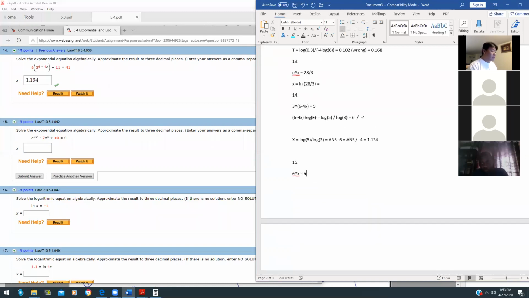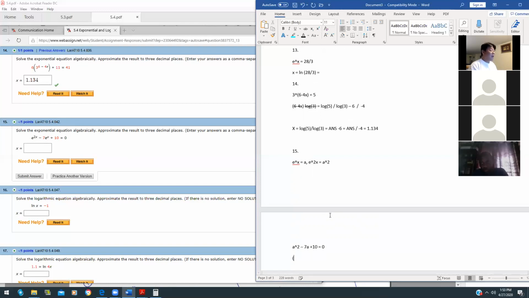So what happens when you have e to the power of 2x? I just square both sides. That's why I get the 2x. So once you square both sides, you will get a squared. So this question number 15 becomes a squared minus 7a plus 10 equals 0. So it is a quadratic type equation, where I replace all my e to the x to become a.